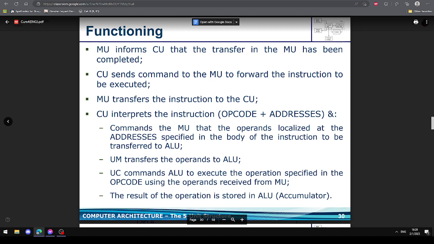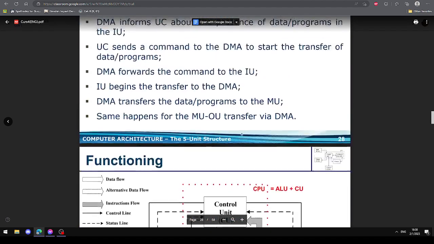Control unit sends commands to the memory unit to forward the instruction to be executed. Memory unit transfers the instruction to the control unit. Control unit interprets the instructions, opcode and address, and commands the memory unit that the operands localized at the addresses specified in the body of the instructions be transferred to ALU.